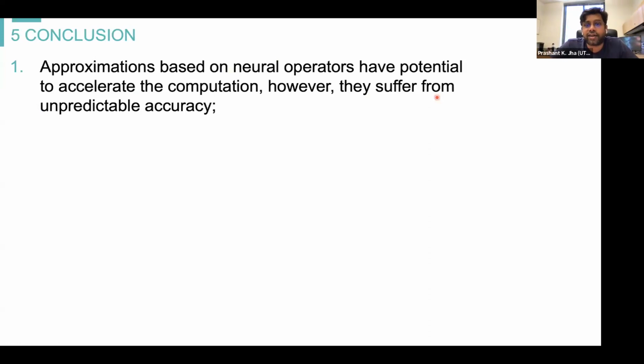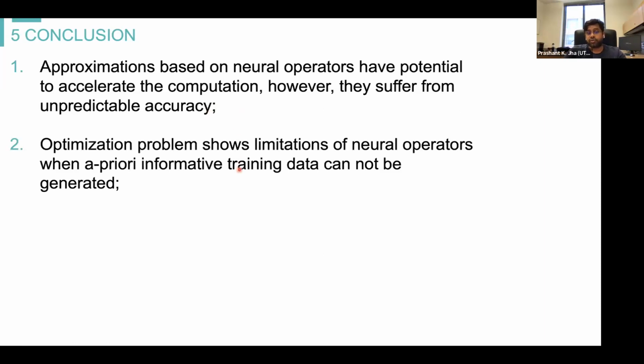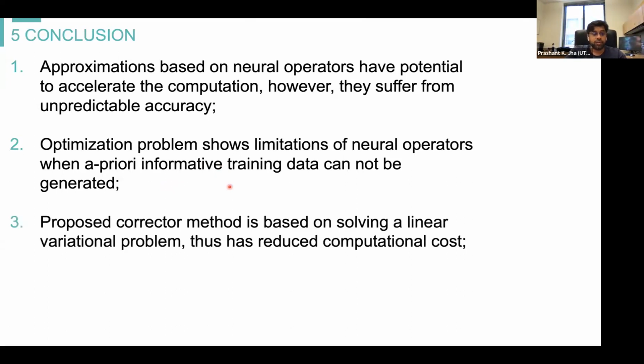So I think with that, I am going to conclude this presentation. Let me make some comments here. Approximations based on neural operators do have potential to accelerate the computation. However, they suffer from unpredictable accuracy. The optimization problem that I discussed shows the limitation of neural operators when a priori informative training data cannot be generated, which is kind of true for optimization or Bayesian inverse problems.